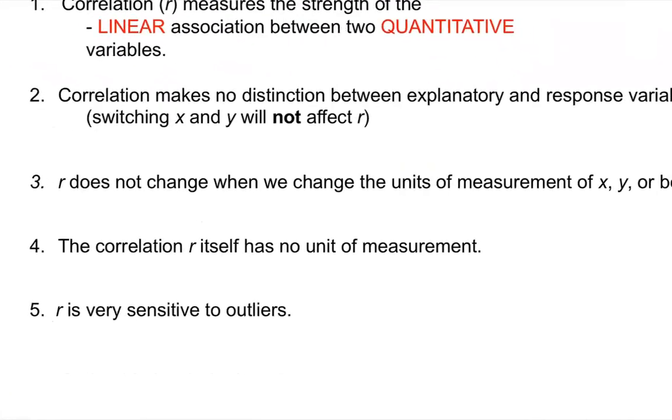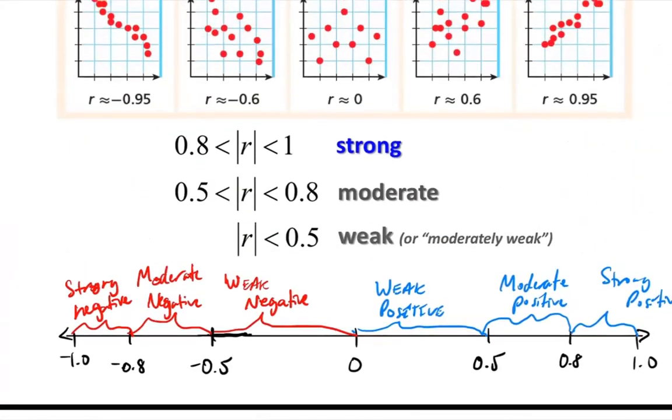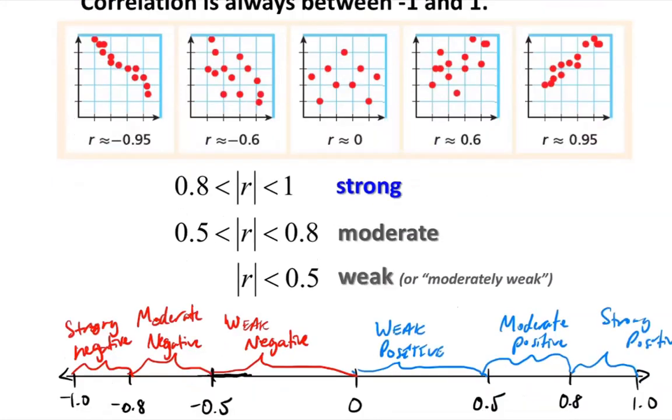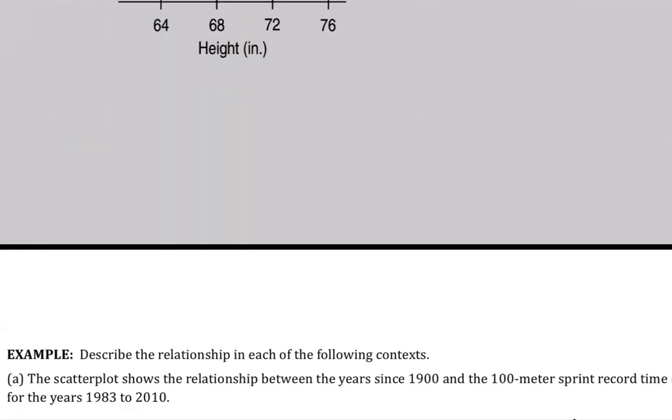Let's see. R has no unit of measurement. So if you get something that has R equals, let's see, one of these guys up here, this guy, right? Either one of these guys. R is just a number to be used on this number line here. It doesn't have a unit of measure. It's not like feet or inches or hours or minutes. That's one of the only things we don't have to label because it doesn't have a unit of measure. Okay.